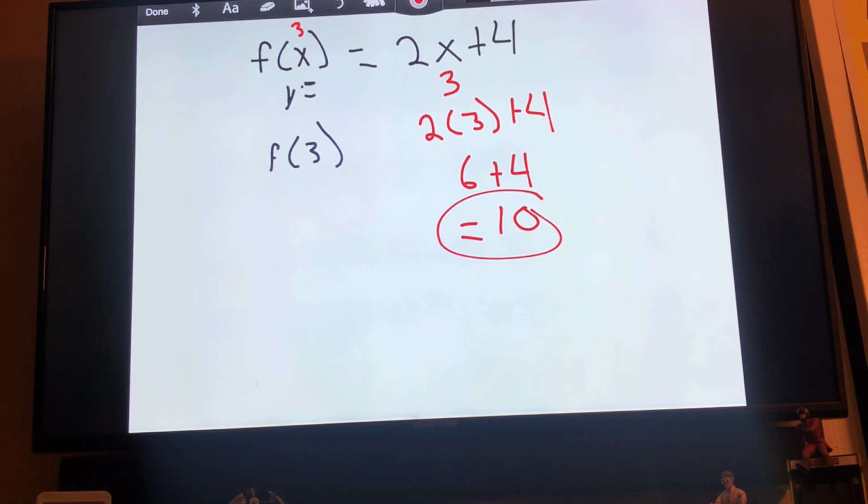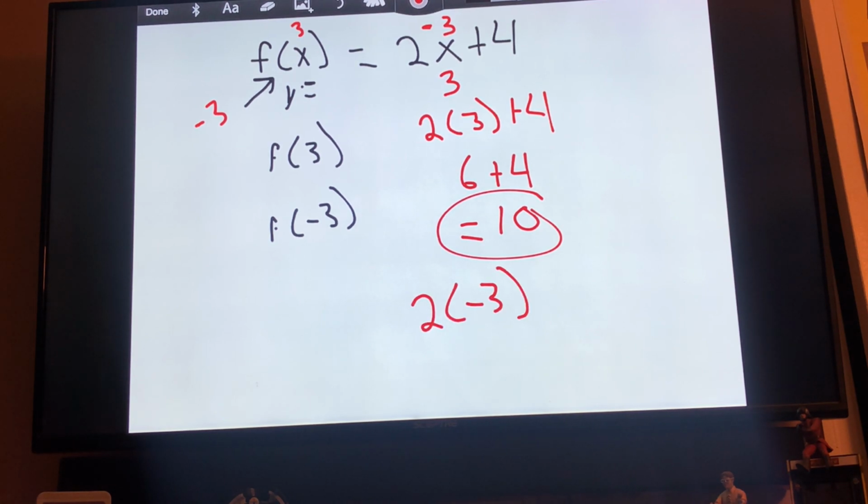So with that being said, let's try to put in another one. Our next one says we got f of negative 3. So guess what we're going to do? We're going to plug it in right here, and it's going to be negative 3 this time. And negative 3 is going to take the place of x again. So we're going to go 2 times negative 3 this time, plus 4. It's negative 6 plus 4, which gives us a negative 2.